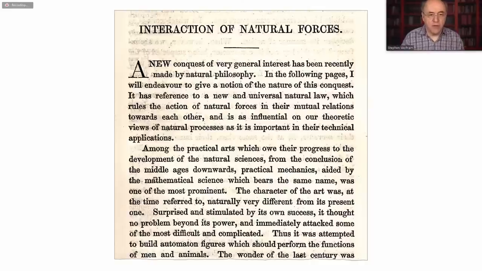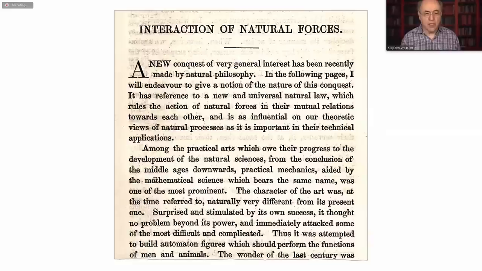A new conquest of very general interest has been recently made by natural philosophy. In the following pages, I will endeavor to give a notion of the nature of this conquest. It has reference to a new and universal natural law, which rules the action of natural forces in their mutual relations towards each other, and is as influential on our theoretic views of natural processes as it is important in their technical applications. Among the practical arts which owe their progress to the development of the natural sciences from the conclusion of the Middle Ages onwards, practical mechanics, aided by the mathematical science which bears the same name, was one of the most prominent. The character of the art was at the time referred to naturally very different from its present one. Surprised and stimulated by its own success, it thought no problem beyond its power and immediately attacked some of the most difficult and complicated.